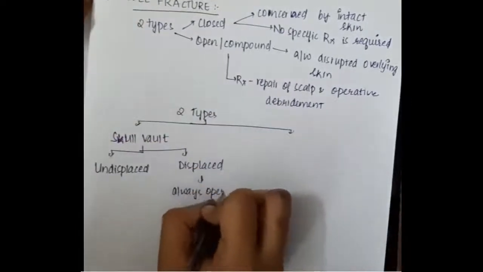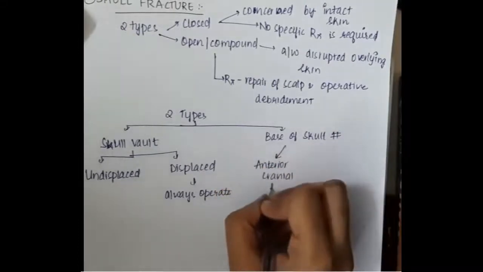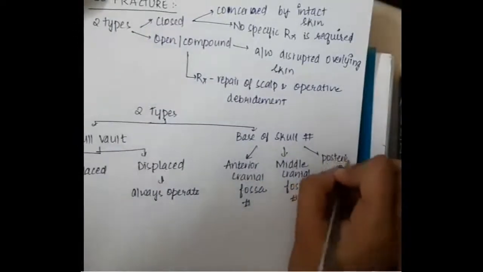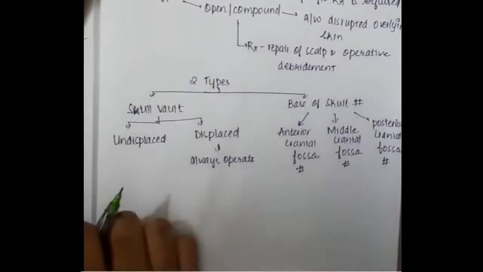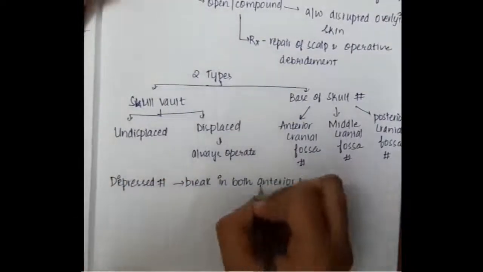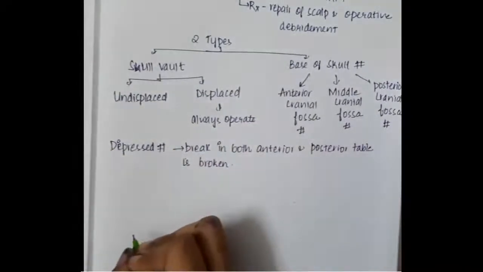Then two types of skull fracture are present: skull vault fracture or skull base fracture. Skull vault fracture can again be of two types: undisplaced skull vault fracture or displaced skull vault fracture. Displaced skull vault fracture should always be operated. Then we have base of skull fracture, which includes anterior cranial fossa fracture, middle cranial fossa fracture, and posterior cranial fossa fracture. Depressed fracture causes a break in both the anterior and posterior table, and as a result the anterior and posterior tables are broken.